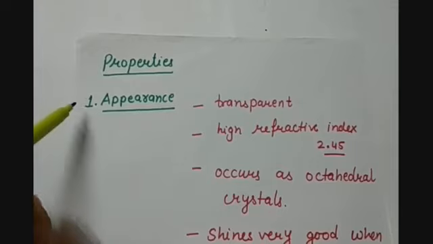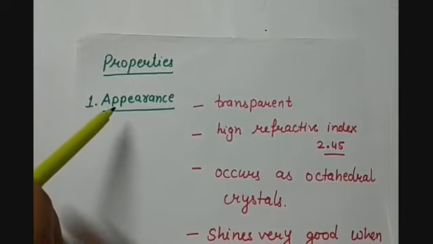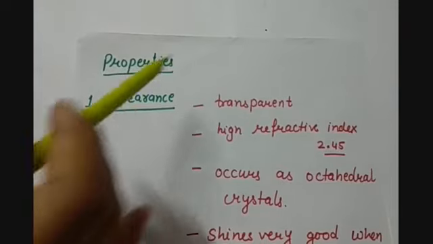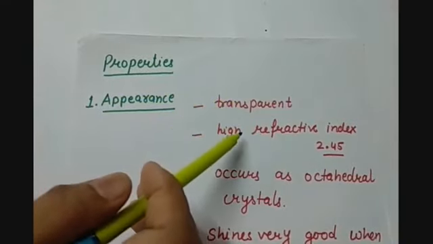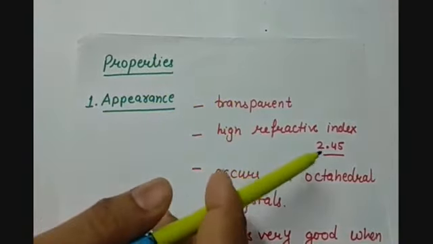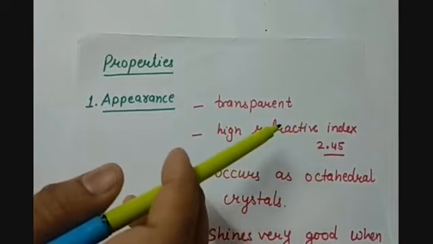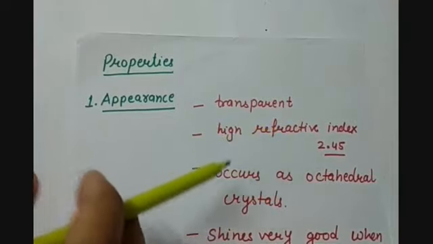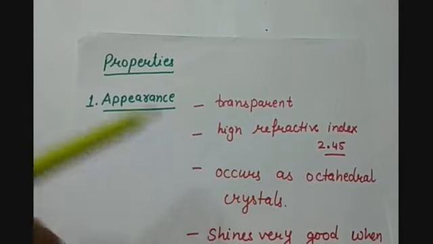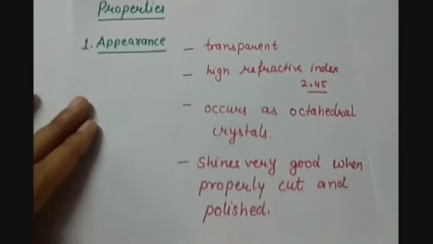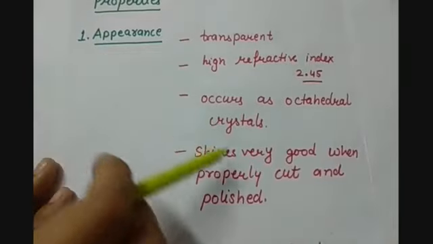The first property is its appearance. Diamond is a transparent substance having a very high refractive index, that is 2.45, and it occurs as octahedral crystals. It shines very brilliantly when it is cut properly and polished.